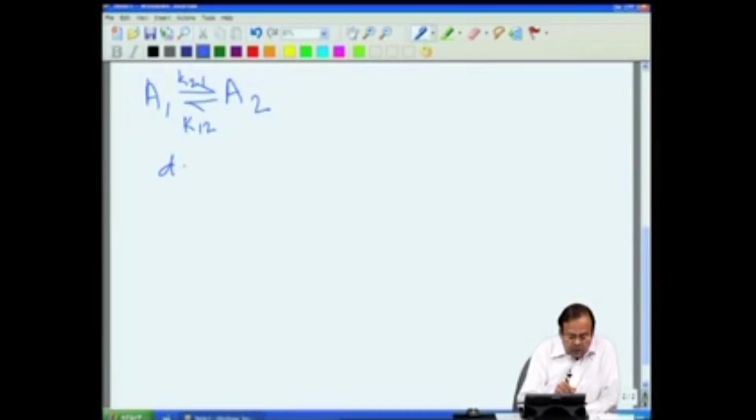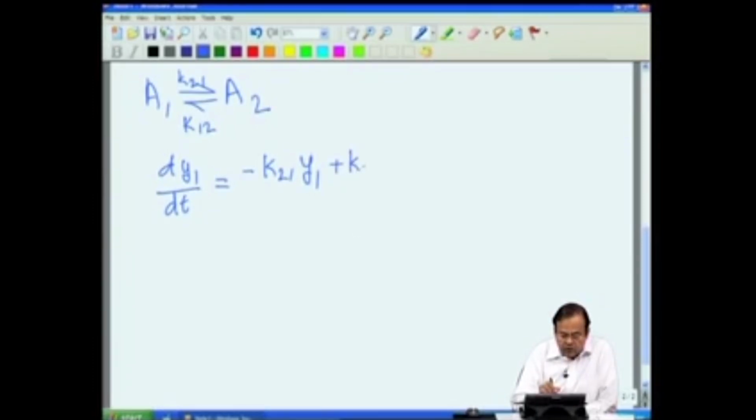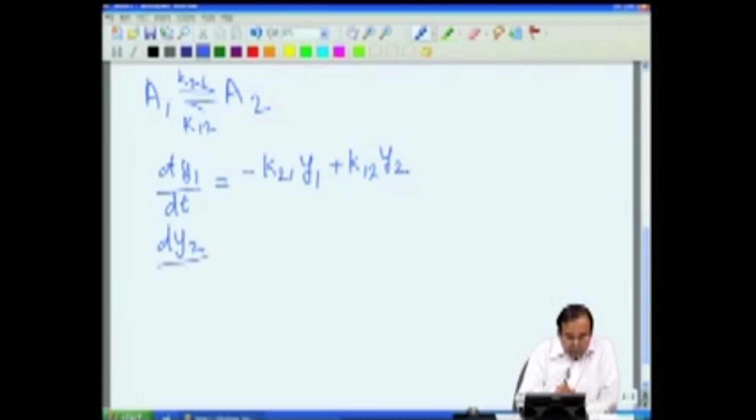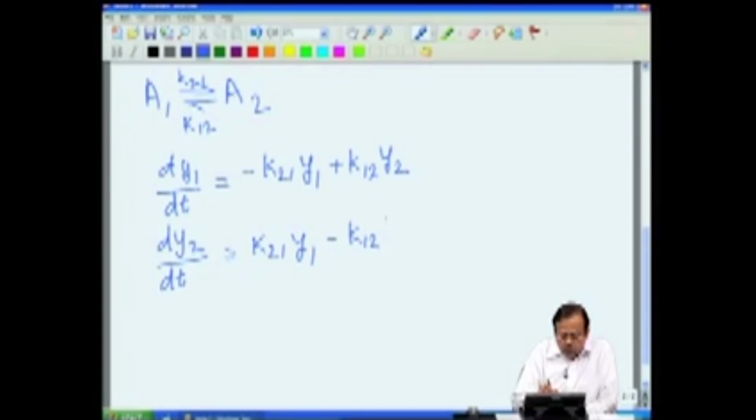So, let us write dy1/dt, again a closed system, dy1/dt, where y1 is the mole fraction of species A1, will be minus K21 y1, the forward reaction, plus its generation K12 y2. Similarly, we can write dy2/dt as K21 y1, its generation from species 1, minus K12 y2.